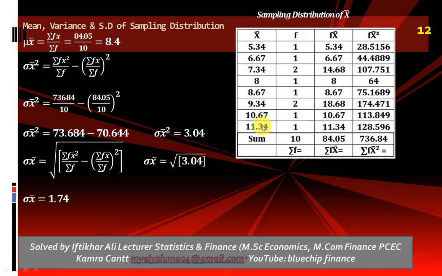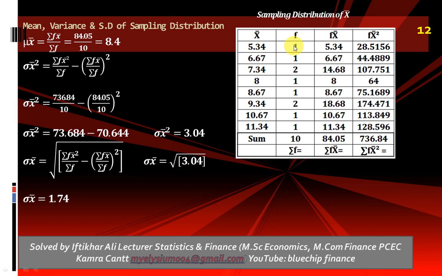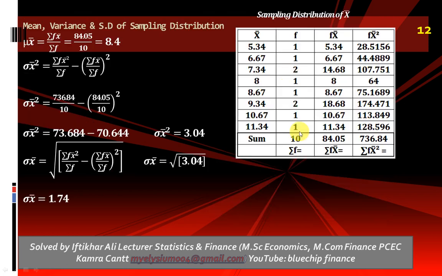Those are given here, and take the sum which we can obtain through this, that 5.34 appeared one time, so frequency is 1. Similarly 6.67 appeared 1 time, frequency is 1. 7.34 appeared 2 times, 1 and 2, so frequency is 2. So after that we need two more calculations, fx bar and fx bar square.